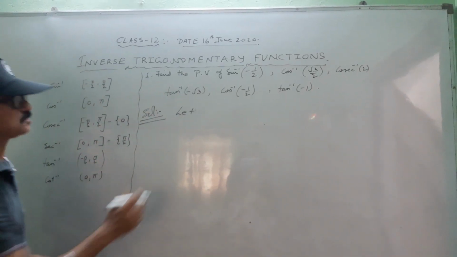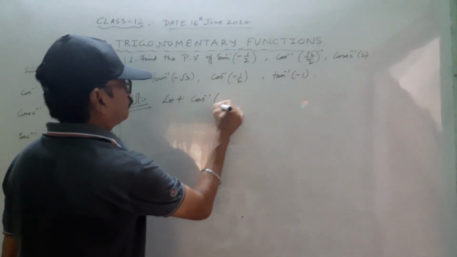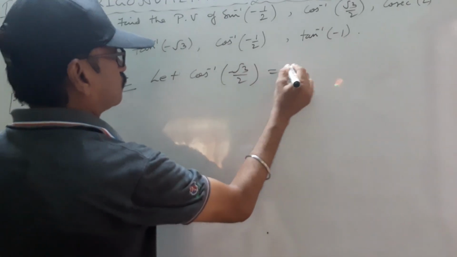Now the second question is cos inverse of root 3 by 2, which is equal to y.